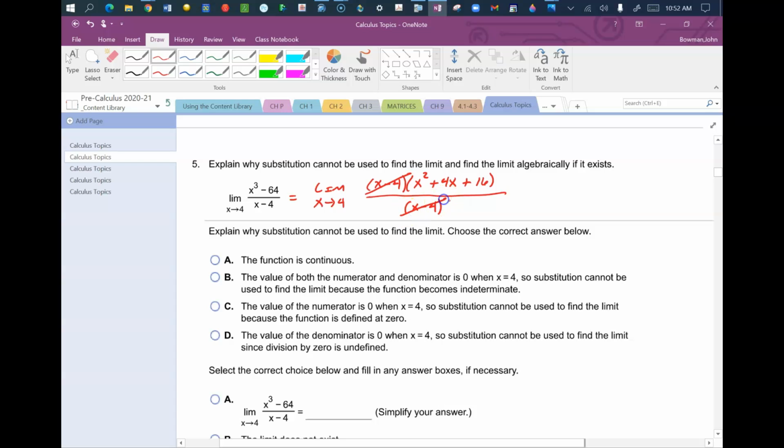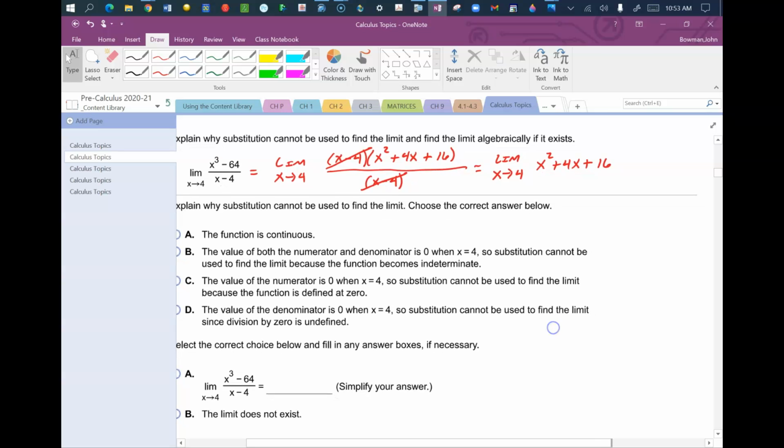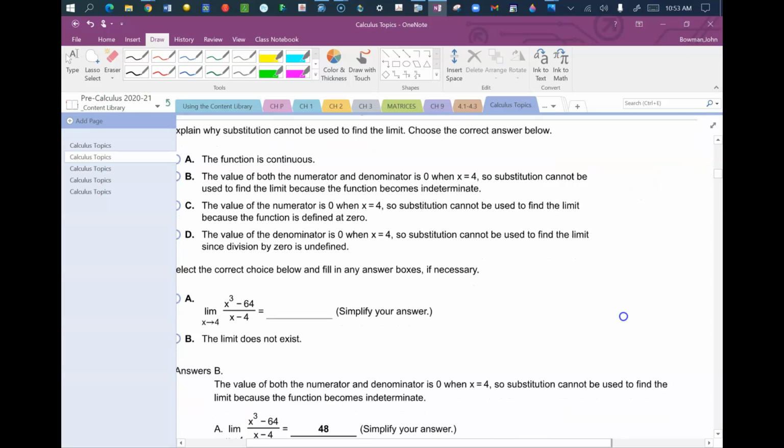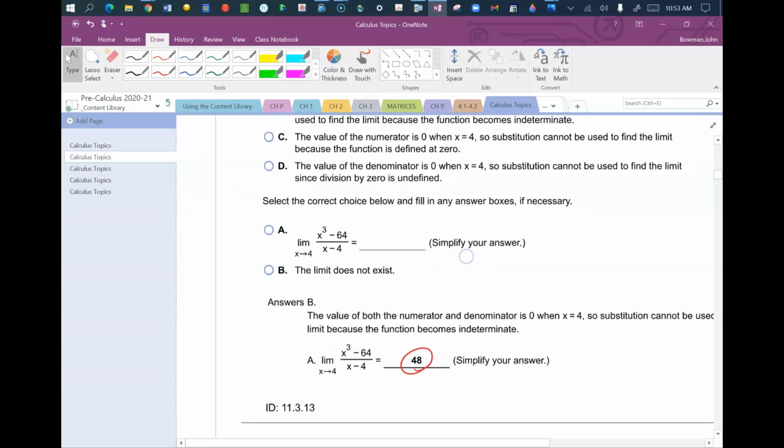We cancel out the x minus 4's, and algebraically this limit is equivalent to the limit as x approaches 4 of x squared plus 4x plus 16. And if you plug in x equal 4, you will get 16 plus 16 plus 16, which gives you 48. So you will see that that is the correct answer for problem number 5.